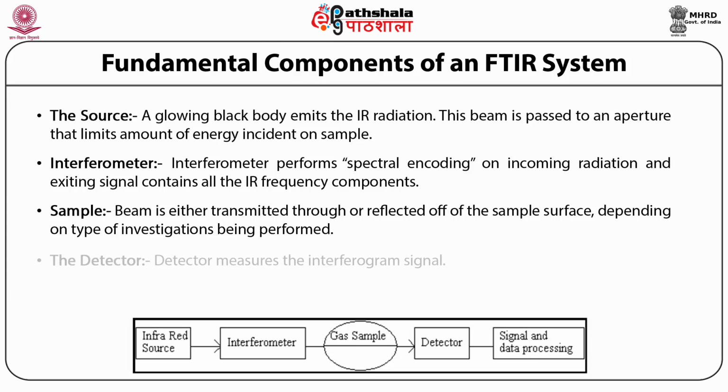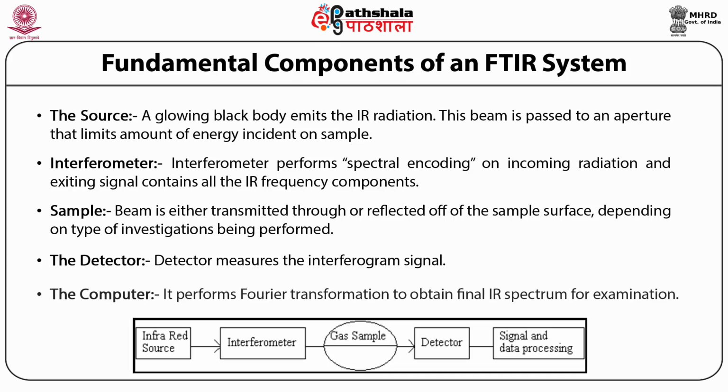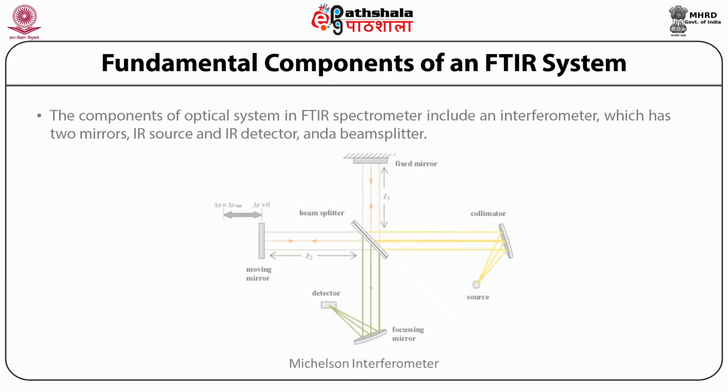Fourth component is the detector. The detector measures the interferogram signal. And the fifth component is the computer. It performs Fourier transformation to obtain the final IR spectrum for examination. The components of the optical system in an FTIR spectrometer include an interferometer, which has two mirrors, an IR source and an IR detector, and finally a beam splitter.